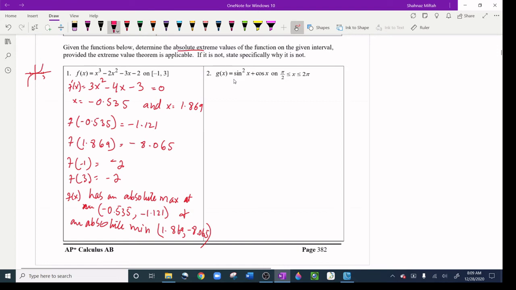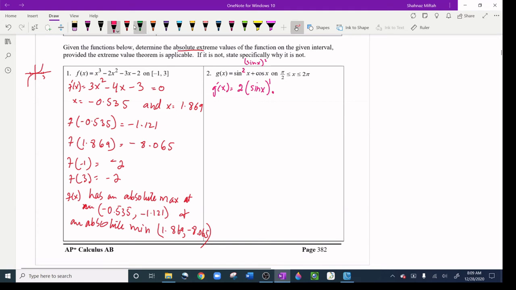Let's try that one. Pi over 2 and 2 pi is my restriction, and this is my g of x function. I'm going to take a derivative of this, and remember, if your square is on trig, you can rewrite this like that. The whole square goes on the top of this. So that's actually my chain rule. So 2 jumps to the front, and every trig is a chain rule anyway. Keep everything inside as it is, times the derivative of the inside.